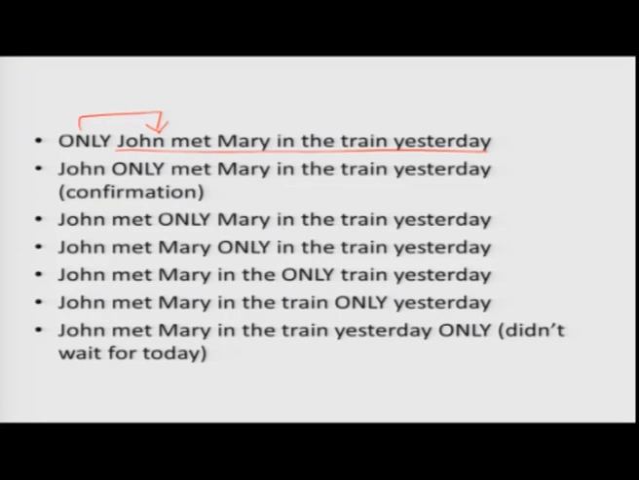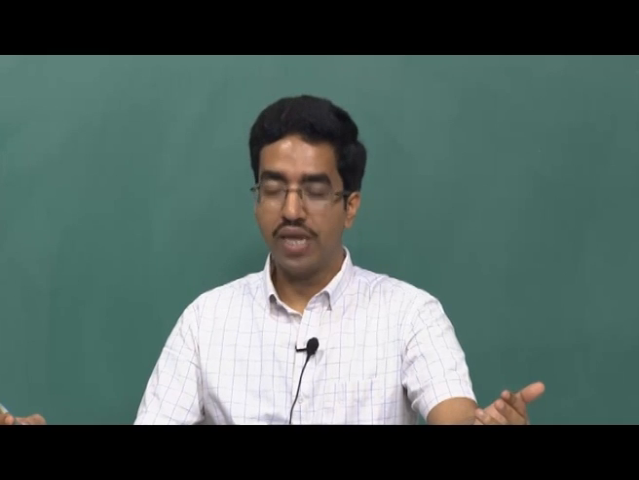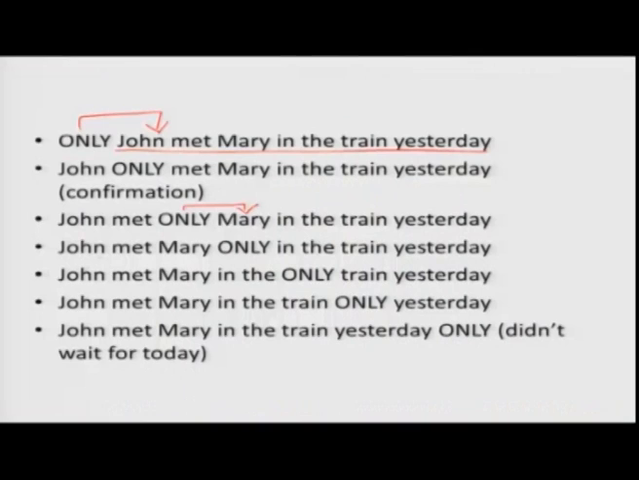John met only Mary in the train yesterday. So, here it is modifying Mary. John did not meet somebody else. He met only one person, and that was Mary. John met Mary only in the train yesterday. So, here again you are saying John met only Mary.